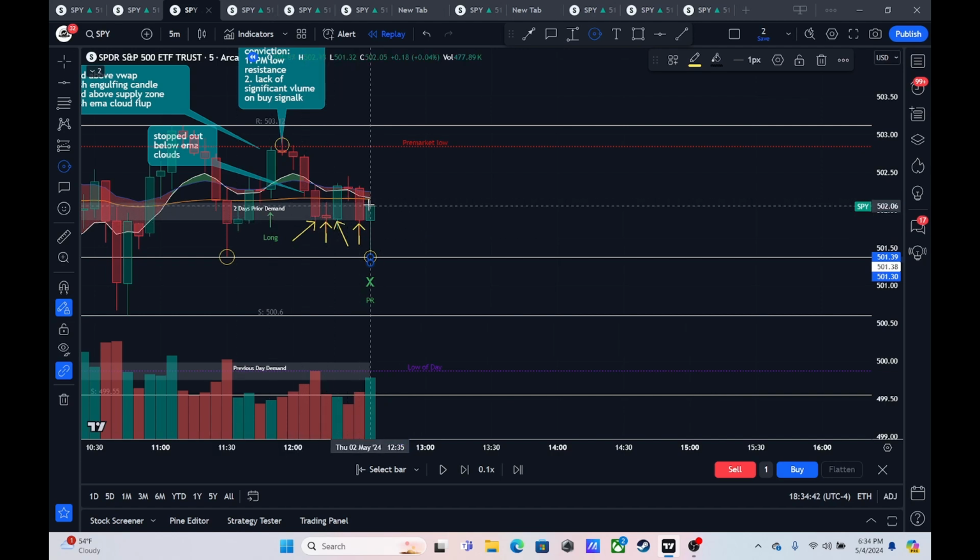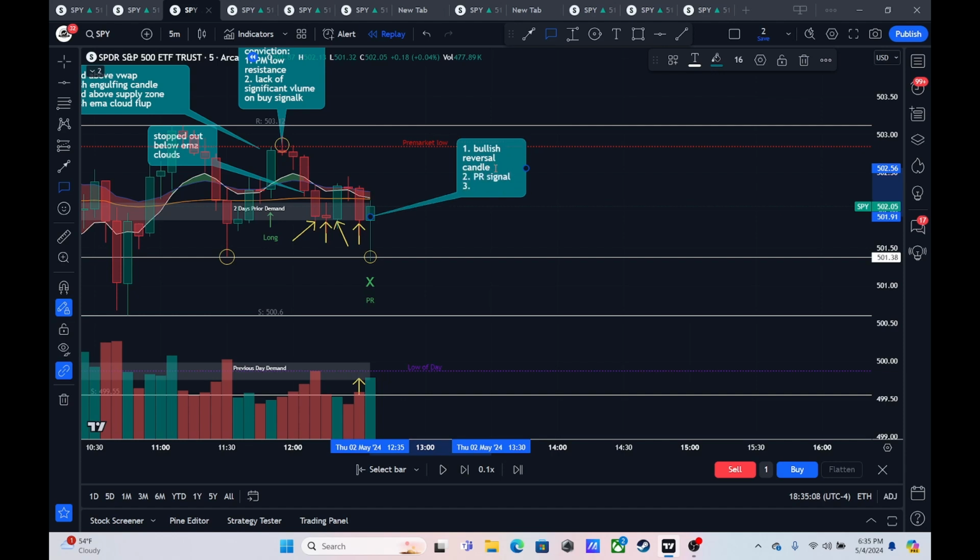So here we're just kind of bouncing around, and then we get this nice push down, big support area, push back up, and we form this nice bullish reversal candle, right? We notice that the volume is very nice, right? It's been gradually rising, and then our peak volume is at this reversal candle, showing us that buyers are stepping in. So let's go ahead and start marking our conviction. Number 1 is bullish reversal candle. Number 2, PR signal. Number 3, bounce on, you can say equal low support, whatever you want to call it. Number 4 is rising volume. And number 5 is close inside demand.